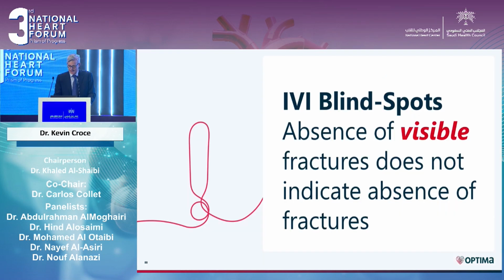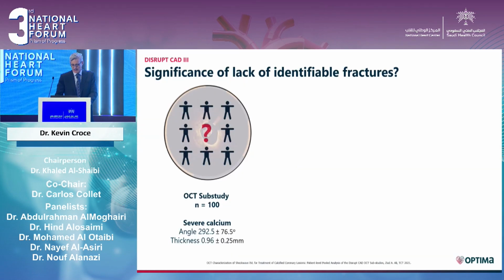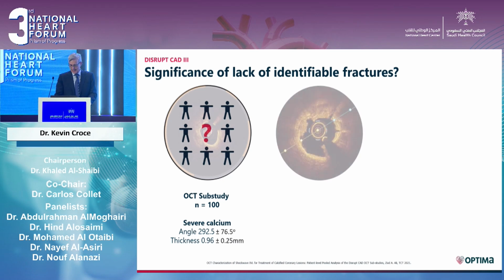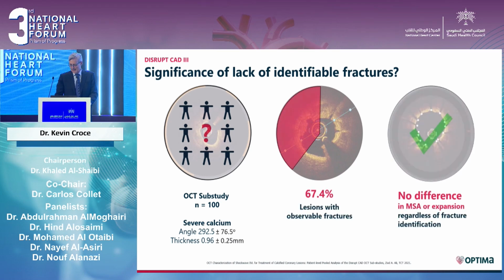And so these are things you need to be mindful of when you're using these tools to assess whether you're ready to stent. Some of the blind spots with intravascular imaging: absence of fractures does not indicate that it's not time to stent in terms of compliance. And as we talked about, that's where the one-to-one balloon sizing can be helpful. This was shown quite nicely in this Disrupt CAD study, where even in cases where observable fractures weren't present, the stents still expanded similar to cases where fractures were present.